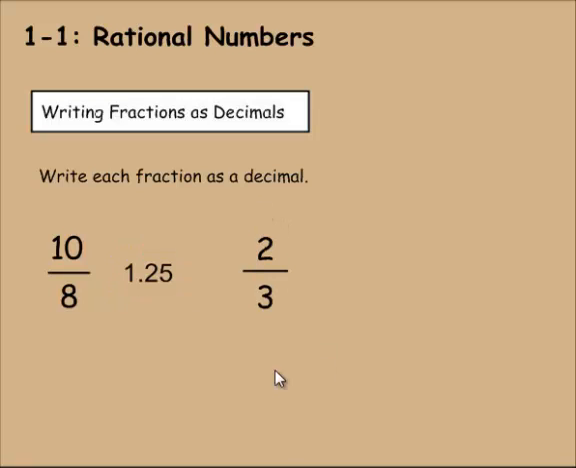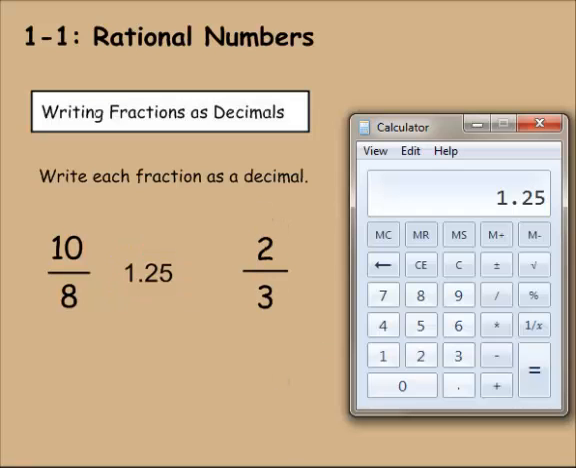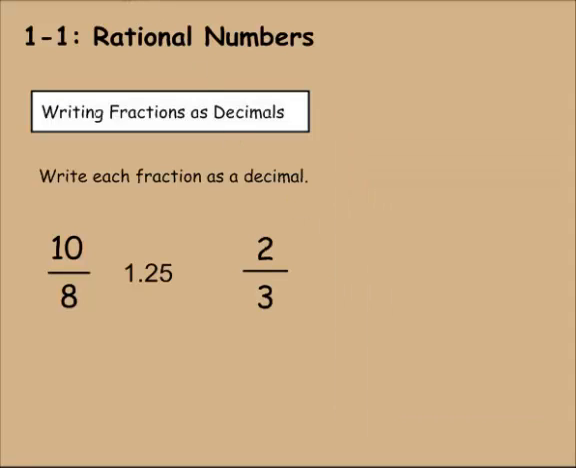We have 2 divided by 3. 2 divided by 3 is 0.666. So we'll just go with the line over the top, 0.6, and we'll put a little line over the 6 to show that that's a repeating decimal. So it's pretty simple to turn a fraction into a decimal. Just always remember a fraction is an unfinished division problem.